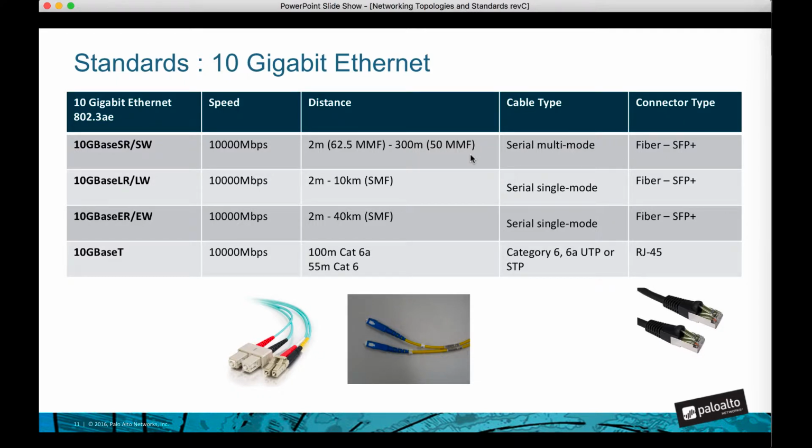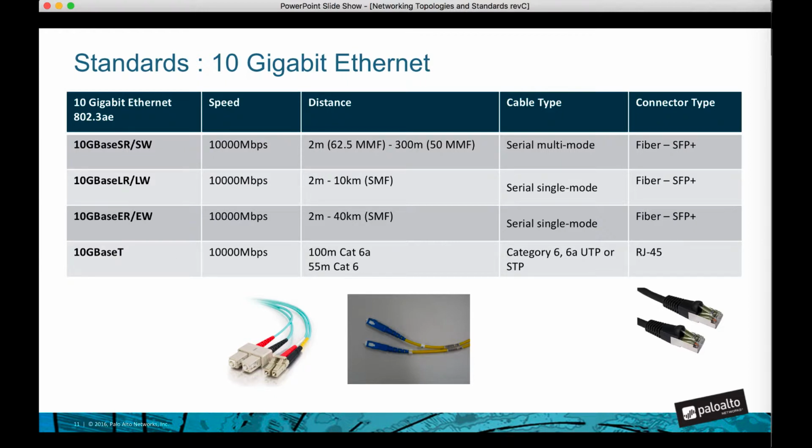For higher speed and throughput, we also have the 10 Gigabit Ethernet standard, 802.3ae. So we have 4 types of standards, starting with 10GBASE-T. This is a copper media specification. The distance supported is up to 100 meters or 55 meters depending on the category cable that you are using, either Category 6A or Category 6 only. And we can run either on unshielded twisted pair or shielded twisted pair. The connector type is RJ45 for the copper media 10GBASE-T standard.